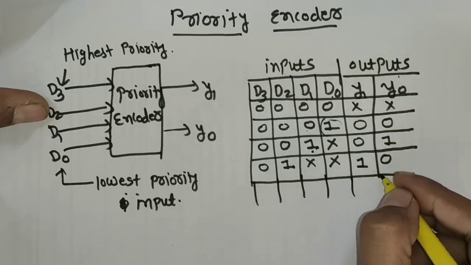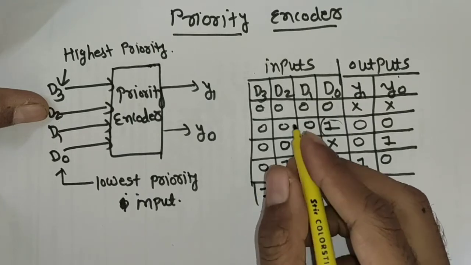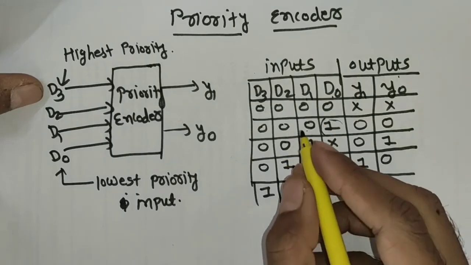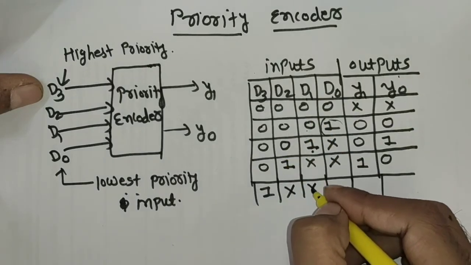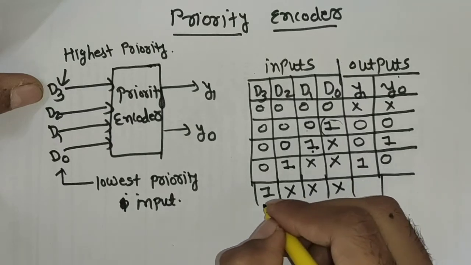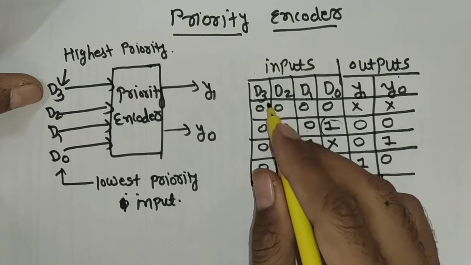And the last input possible combination, if d3 is 1, because d3 is the highest priority. So whatever the next bits are, either 0 or 1, d2 is 0 or 1, d1 is also 0 or 1, and d0 is also 0 or 1. But the input d3 is selected, so we are getting the output d3.